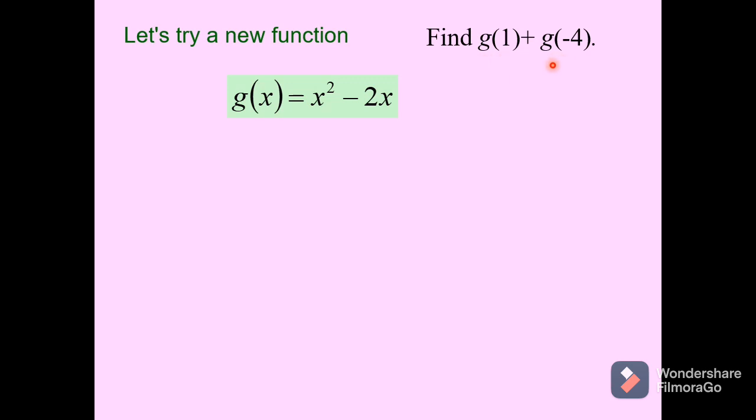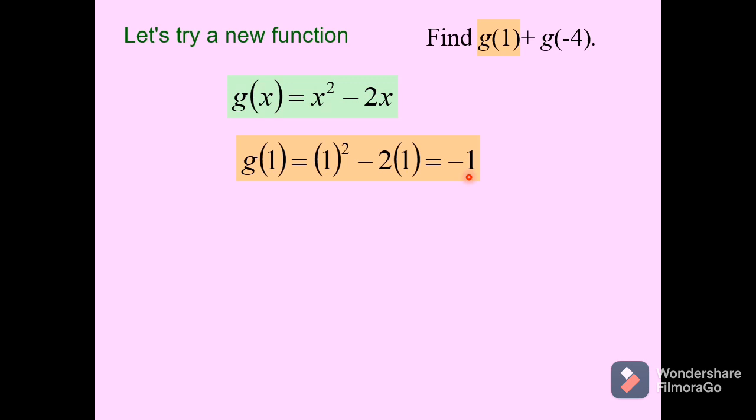Okay, for the first one, we have g of 1. Using this equation, isa-substitute natin si 1 doon sa x na nakikita natin. From x squared, it will become 1 squared. From minus 2x, it will become minus 2 times 1. Simplifying that, 1 squared is 1, negative 2 times 1 is negative 2. And 1 minus 2, the answer is negative 1.